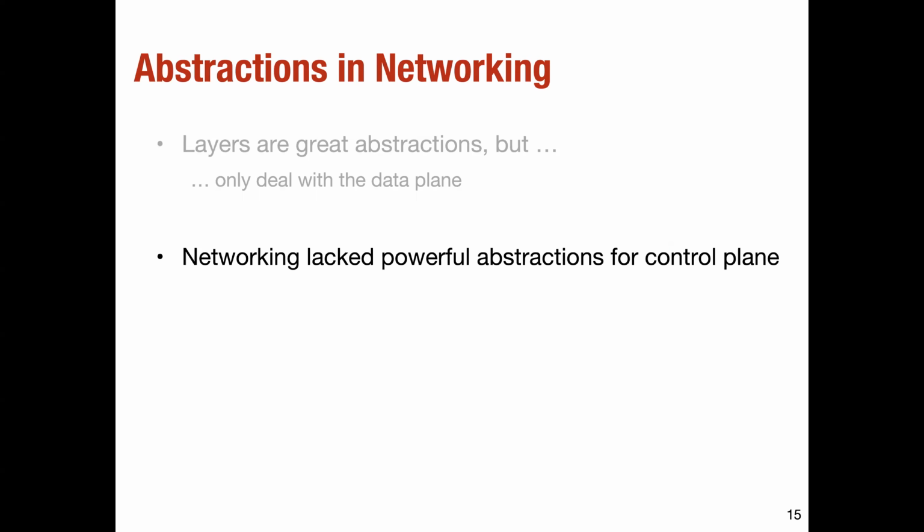But networking lacked powerful abstractions for the control program, or the control plane, that is, how exactly these routers should be configured, what exact forwarding rule they should be applying on the packet. That is all part of the decision making that the control plane has to do. Or think about it as the brain of the network, right? And for the brain of the network, there was not any powerful abstraction. The powerful abstraction, which is layering, is only for how the packet should traverse the network, right?